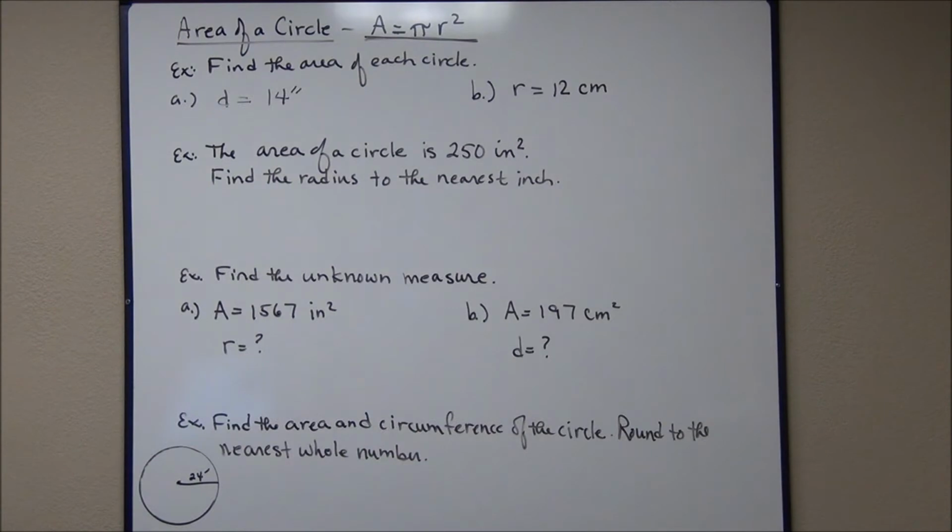Now there's not another formula like we had with circumference, where one's in terms of radius and one's in terms of diameter. We're just going to use this one right here. Area equals pi r squared.